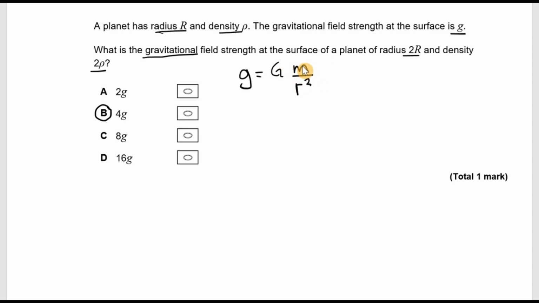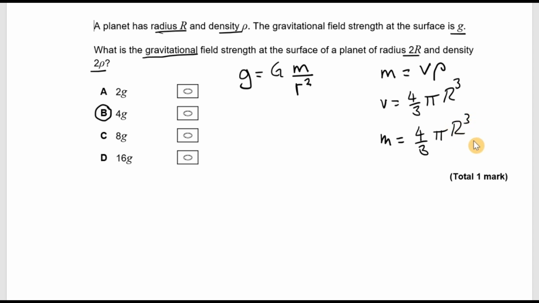But in this question, we're not given the mass, but we do know that the mass of any object is equal to its volume multiplied by its density. And we know that the volume of a sphere is 4/3 pi, and I'm going to use capital R for the radius of the sphere cubed. Therefore, the mass of a sphere, or the mass of a planet, is going to be equal to 4/3 pi r cubed multiplied by the density.